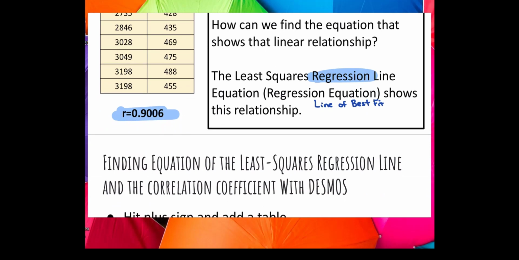So that is what we're going to learn how to do. And we're going to use something called Desmos to do this. Desmos is an online calculator. You can go to desmos.com and that will take you to a Desmos calculator. When you go to desmos.com, just hit the start graphing button and it will take you to the calculator.